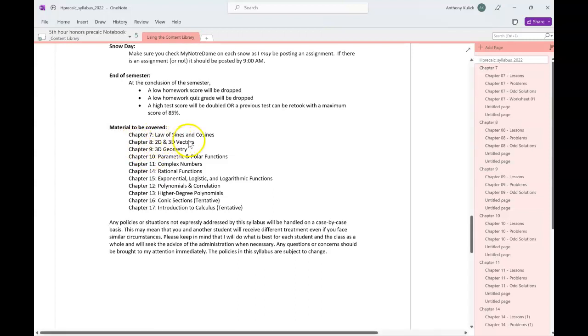So the 2D and 3D vectors is the tough one. But the parametric and polar is almost identical, and the complex number is almost identical technique-wise. So the things you develop in that chapter just kind of get reused over and over again. But chapter 8 is the one that's the tough one typically. Just as a heads up.